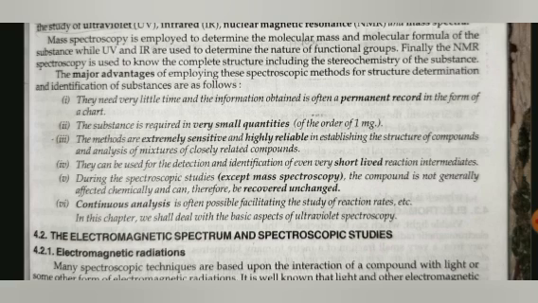The major advantages of employing these spectroscopic methods for structure determination and identification of substances are as follows. First, they need very little time and the information obtained is often a permanent record in the form of a chart. Second, the substance is required in very small quantities.